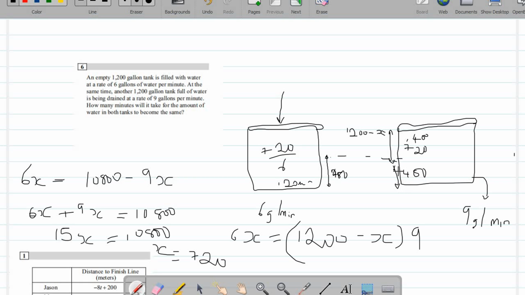Because it's draining by 720, if you divide 720 by 9, you're going to get 80. And if you divide 480, which is the rise here, by 9, you're also going to get 80. So you see, it dropped by 720 to get to the 480 gallons mark, while it increased by 480 to get to the 480 gallons mark.